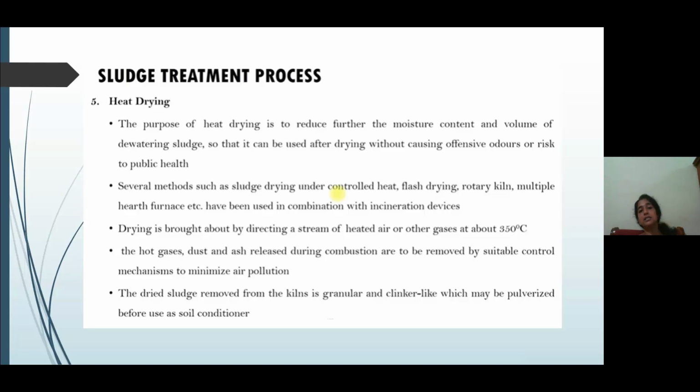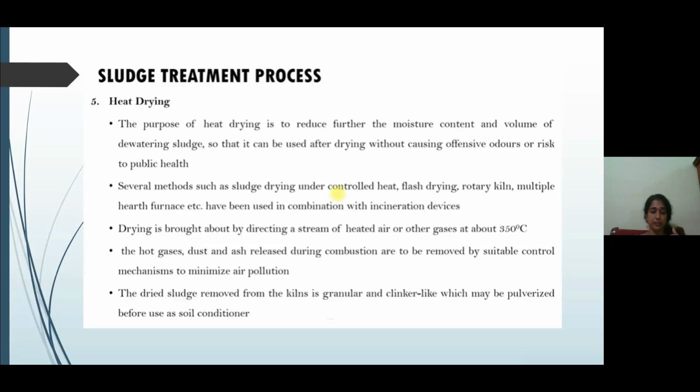Then heat drying. After this dewatering, the sludge will be carried to the heat drying process, and this will again reduce the water content in the sludge. The purpose of heat drying is to reduce moisture content further, and the volume will be further reduced so that it can be used after drying without causing offensive odor or risk to the public. Several methods are there for this heat treatment, that is flash drying, rotary kiln, multiple hearth furnace, etc., which have been used in combination with incineration devices.